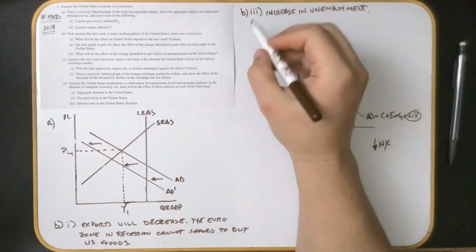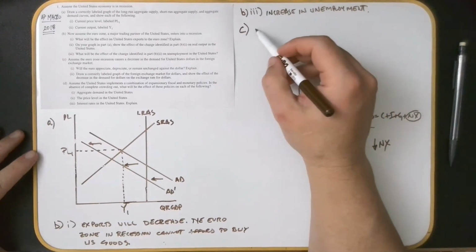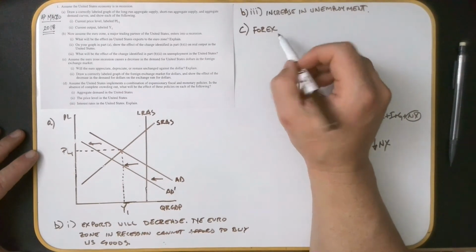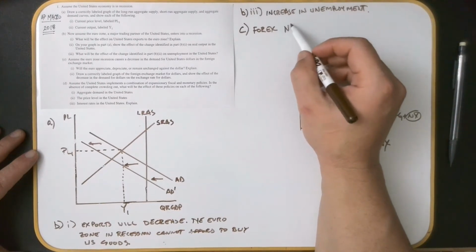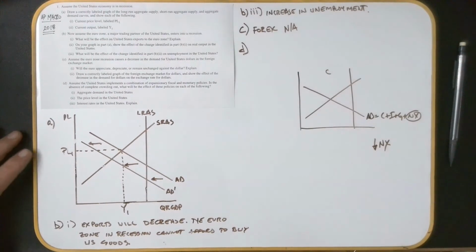Okay, so now we are on to part C. Part C says, assume the Eurozone recession causes a decrease in the demand for U.S. dollars in the foreign exchange market. Well, this is a foreign exchange market question, which is not going to be on the exam. So we call that Forex if you were here. That's short for foreign exchange. And I'm just going to put not applicable for this year. And I'm going to move on to D.